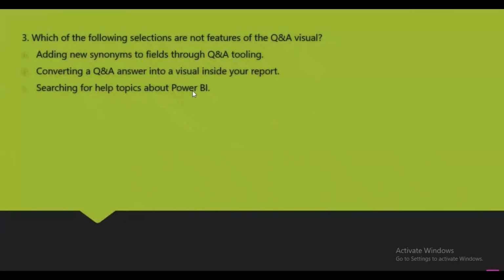So yes, the answer for this question is definitely C. Searching for help topics about Power BI is not available in Q&A. That's not a part of Q&A, because Q&A is related to your data set. Q&A is not about giving information about Power BI. It's specifically related to your data set. So you can search something related to your data set, not about Power BI.